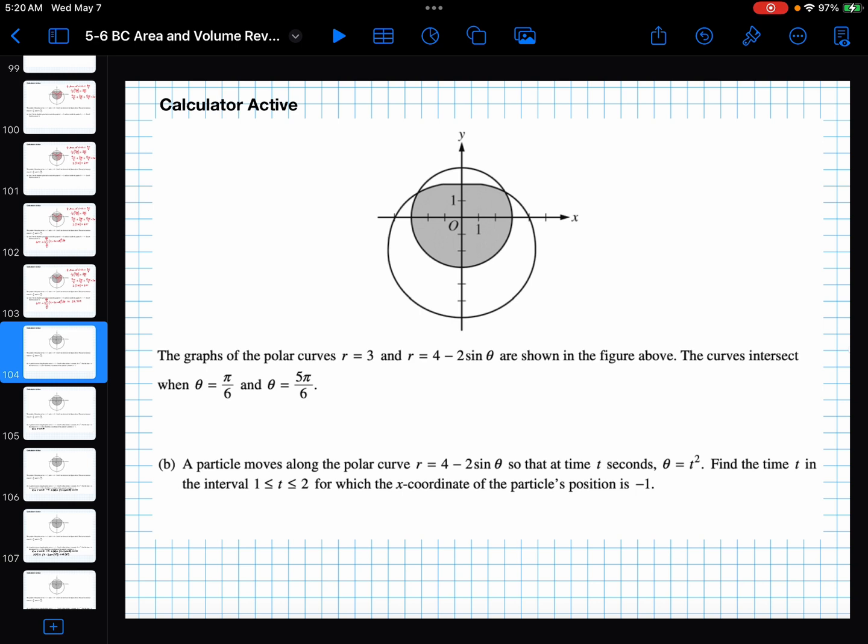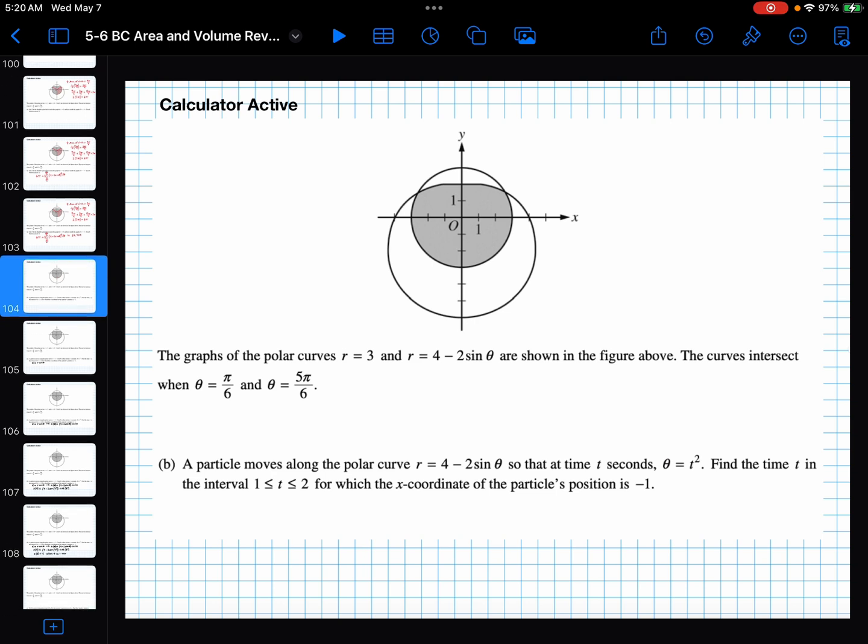They give you not just theta as a variable, but they tell you that theta is equal to t squared, and then they're giving you the interval from 1 to 2 using t, t equals 1 to t equals 2. So what they're doing is they're making a polar curve parametric as well, right? Your x component will be in terms of t, and your y component will be in terms of t as well. So just stick with the theta to start off with, and then we'll do a substitution for t.